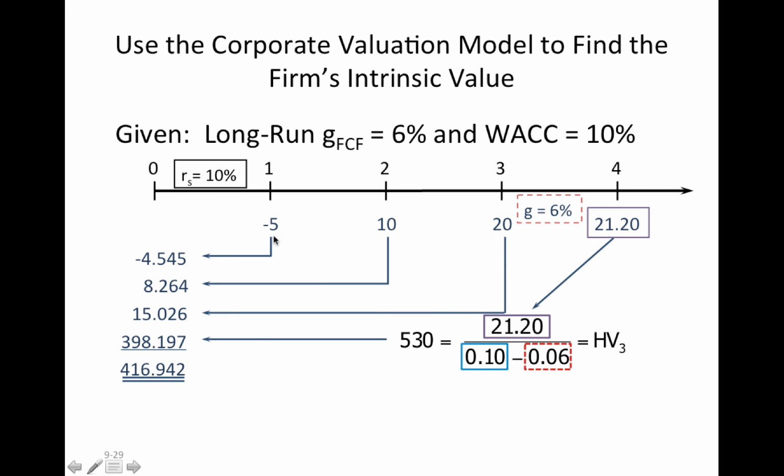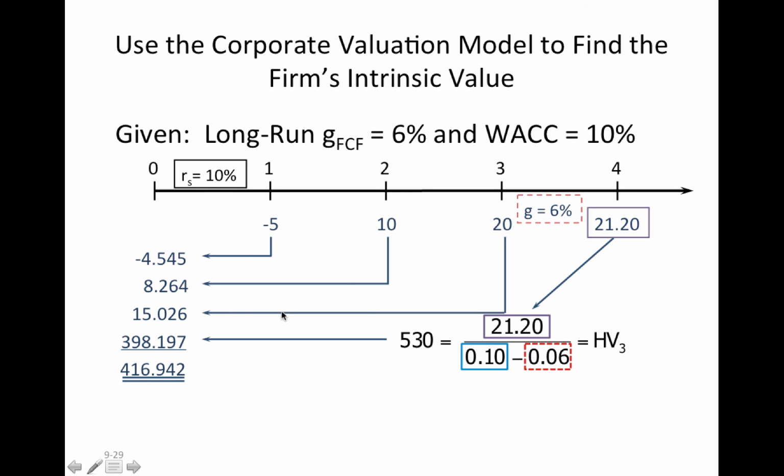Again, we have the cash flows already, and remember that we had to bring all these cash flows back to time 0, so this 5 here is going to become minus 4.5 because we calculate the PV of this 5 at 10% for 1 year. PV of 10 at 10% for 2 years equals 8.2. Again, pause this video, convince yourself that this is right.